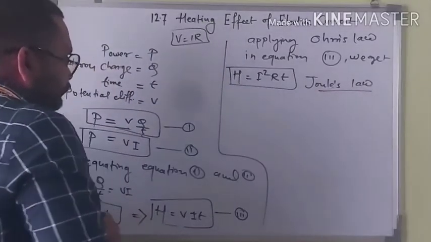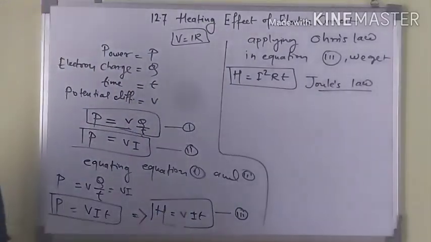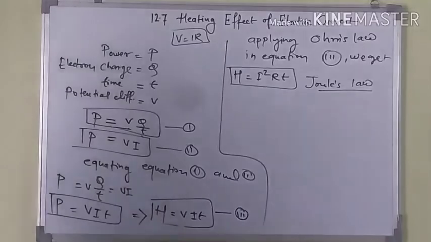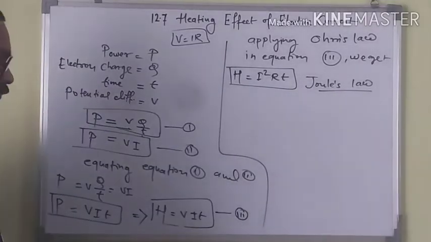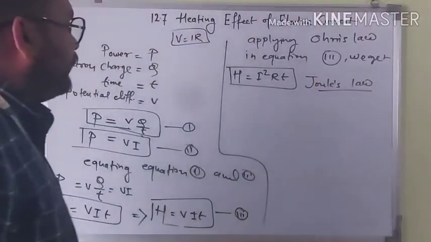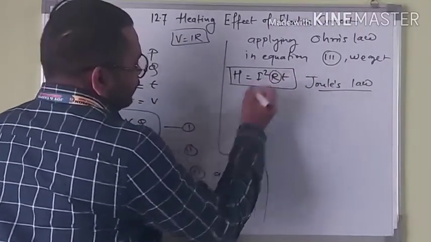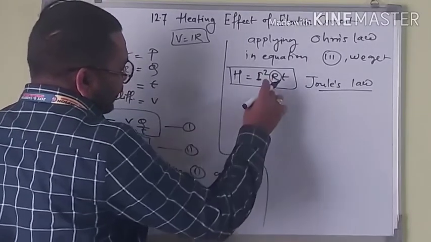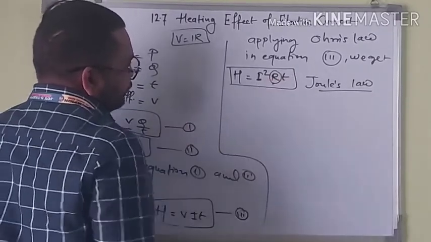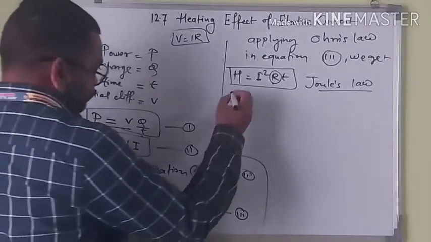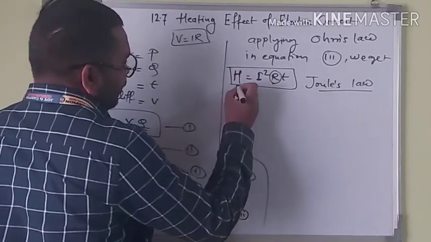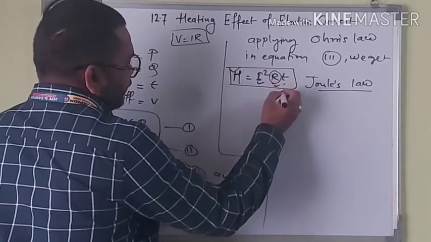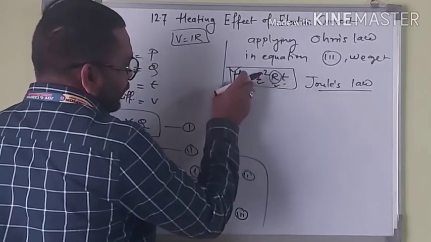Dear students, so this heating effect of electric current is said to be Joule's law. I hope you understand Joule's law. What is Joule's law? The heat produced by a resistor is directly proportional to the square of the current, the resistance, and the time t. In a given numerical, we can find the value when we are given the heat, current, resistance and time. Any three variables given, we can find the fourth.